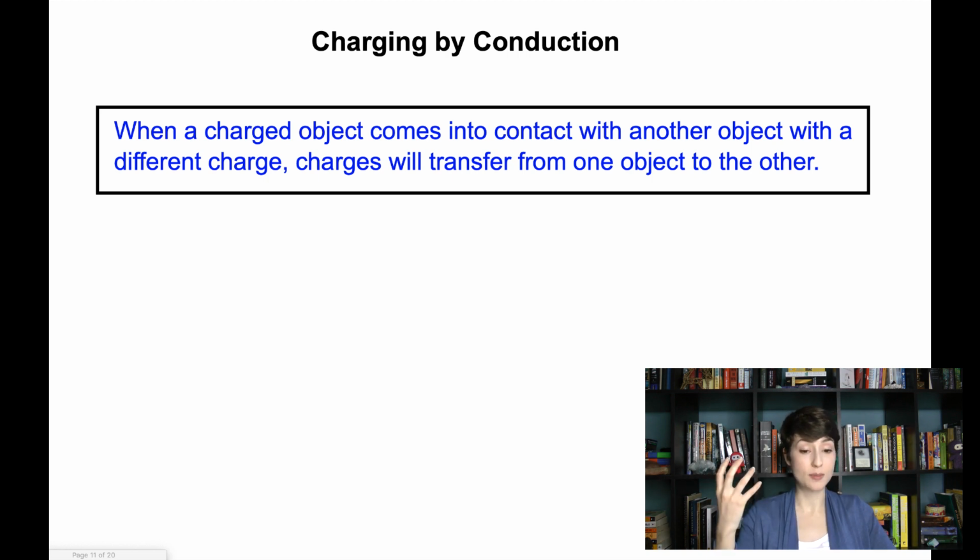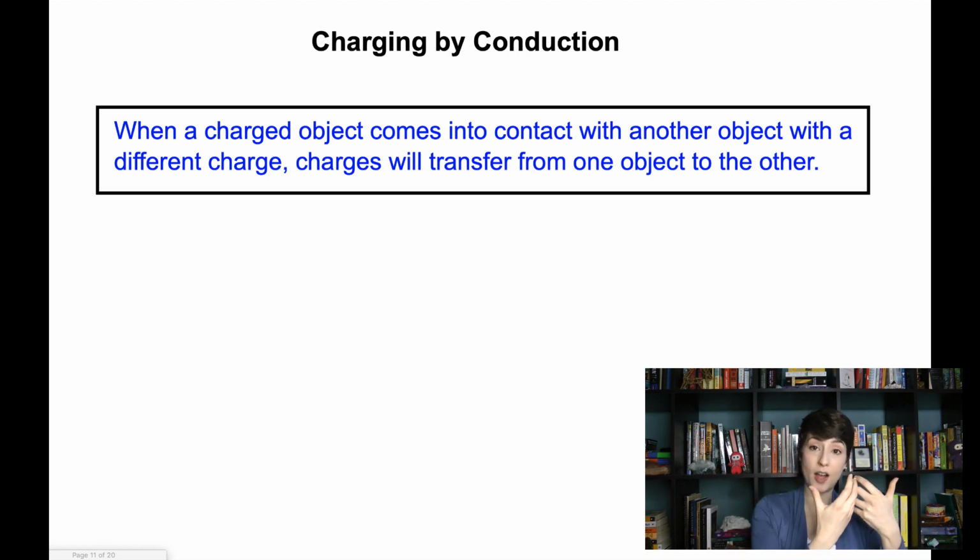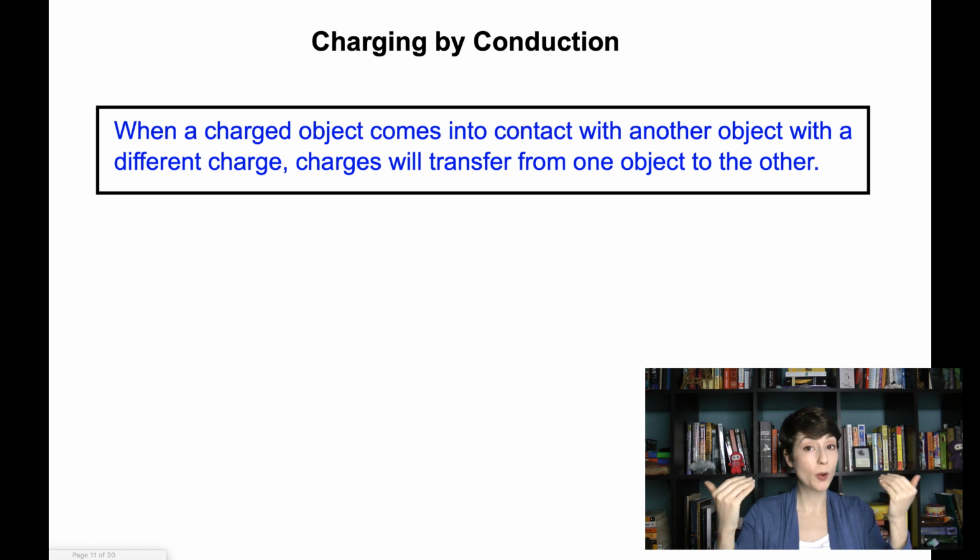If you take a charged object and you touch it to another object, you're creating a path for charges to travel from one object to the other. In this example, you will permanently charge the object that you touch.